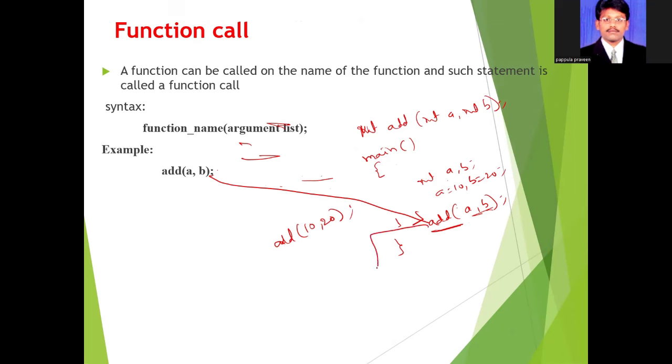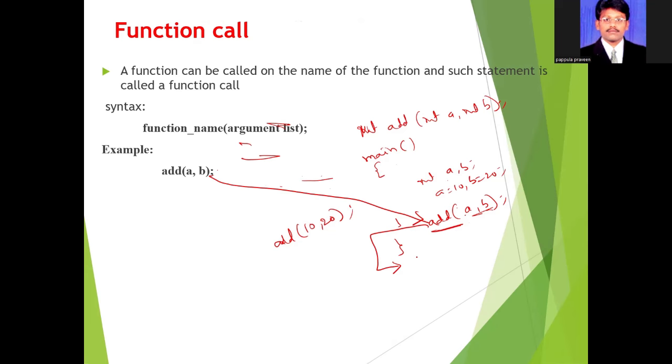Now this is defined outside the main. This is that is called the called function. This is the calling function. And next we write the called function. In the called function, we are implementing the code. That is about the function call and function prototyping.